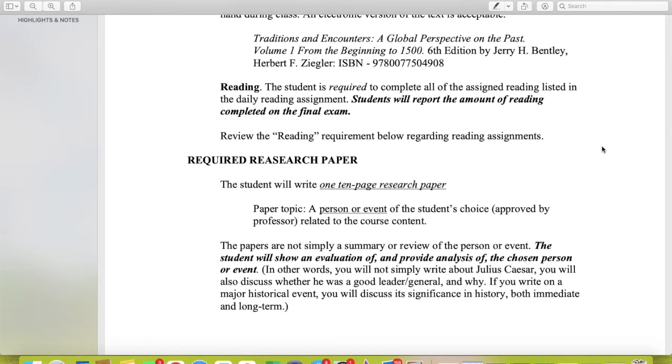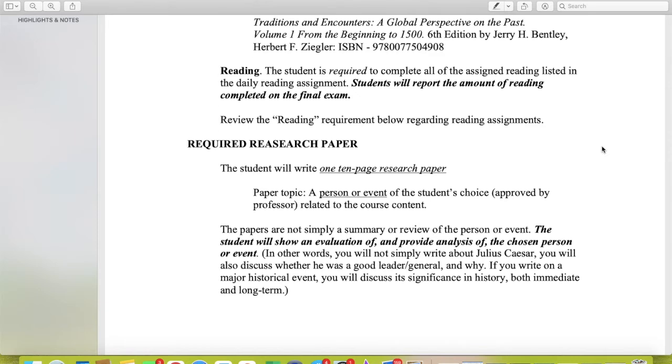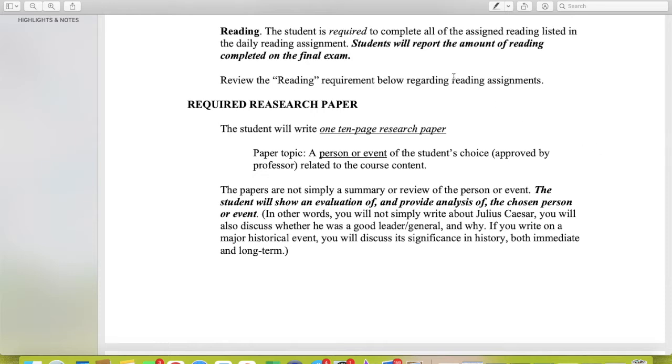The assignments are broken down for you on the schedule here at the bottom of your syllabus. You will report the amount of reading completed. It says on the final exam, but in Moodle, I just have you email me what percentage you have read. So at the very last part in Moodle, at the end of the semester, I'll ask you what percentage you read, and you'll have to email me.